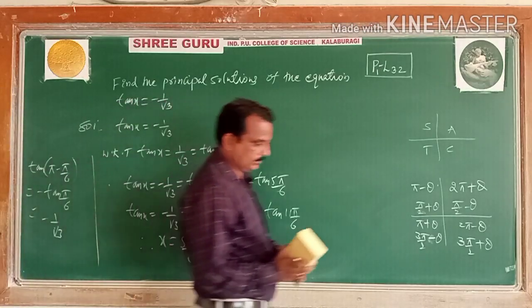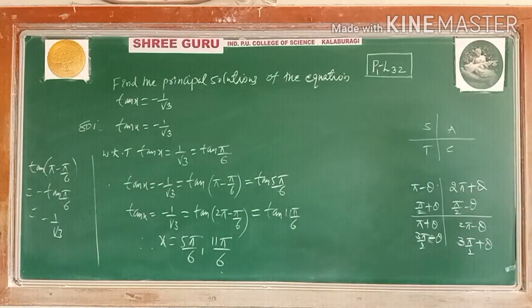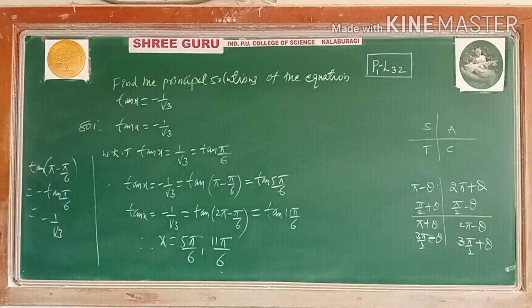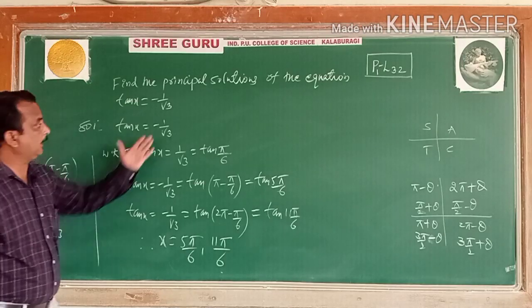So these two values are the principal solutions of tan x equal to minus 1 by root 3. So this is about the principal solutions of tan x. How to take them when a negative value is given.